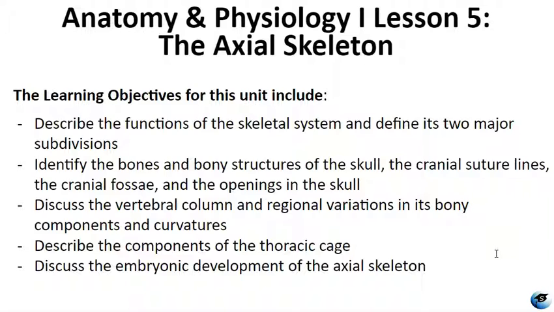In this unit, we will learn about the functions of the skeletal system and define its two major subdivisions. We'll identify the bones and bony structures of the skull, the cranial suture lines, the cranial fossae, and the openings in the skull. Next, we'll discuss the vertebral column and regional variation in its bony components and curvatures. We'll describe the components of the thoracic cage, and finally, we'll discuss the embryonic development of the axial skeleton.